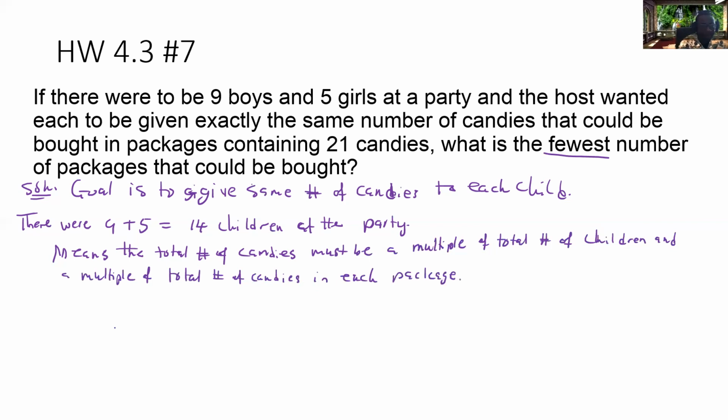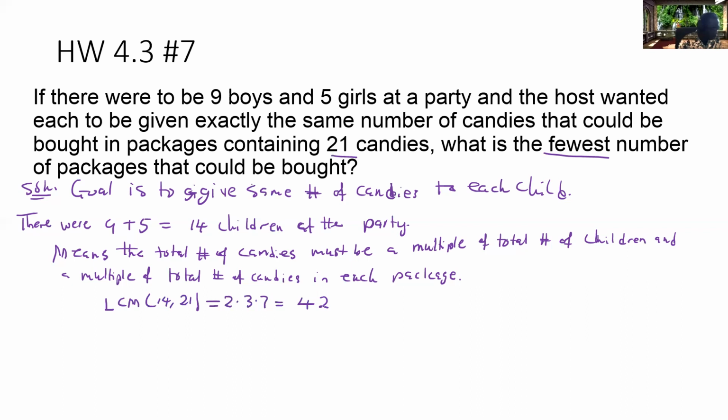So that means that if you want to find the total number of candies, basically we are looking for the LCM of the total number of children, which is 14, and the candies in each package, 21. So what is the LCM of 14 and 21? This is equal to 2 times 3 times 7, and that gives me 42.